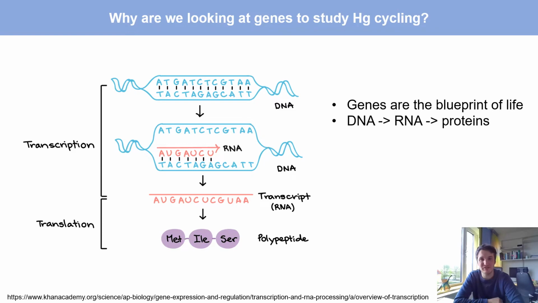And by targeting genes, we can know if genes present in the genome of microbes are able to be involved in a specific transformation of mercury or not, because scientists discovered which genes were involved in this process.